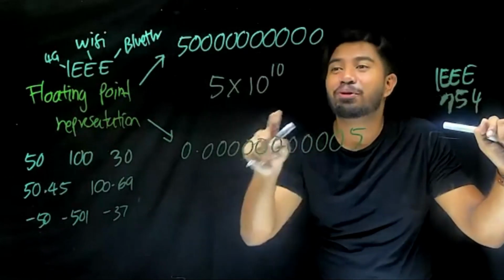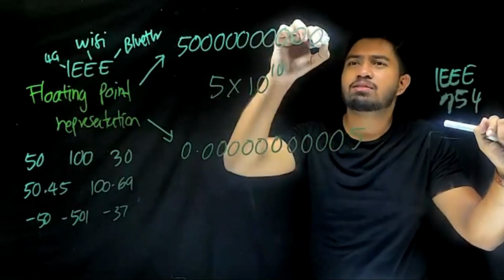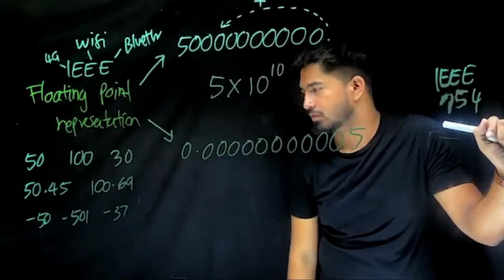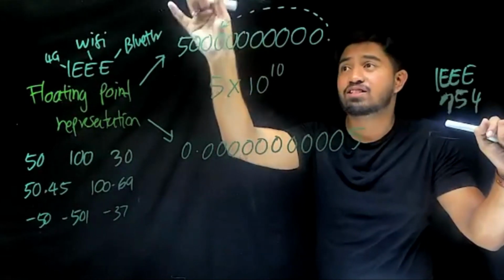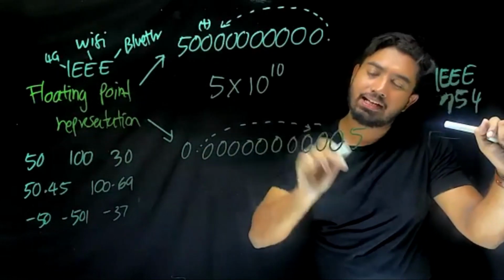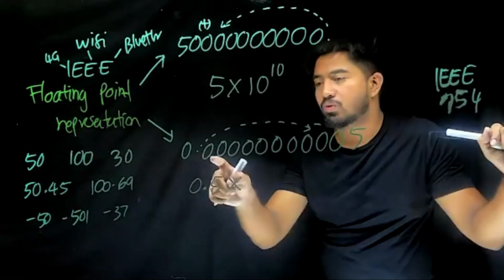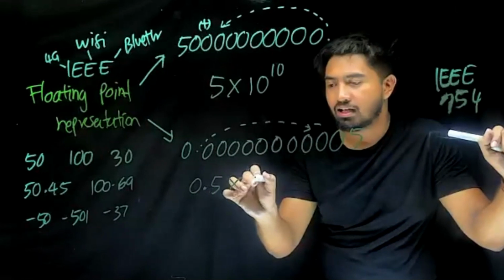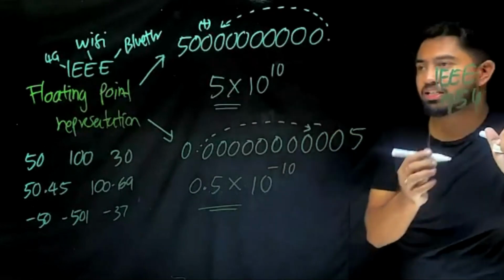This is what floating point represents. Did you understand? Kind of similar. Then what about this? So the decimal place is here. If the decimal place is moving towards the left side, the exponent is positive. If the decimal place is moving towards the right side, it is negative. So I'm going to take 0.5 into 10 to the power minus 10. Did you all get it?